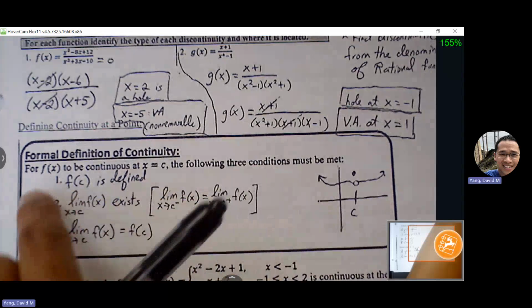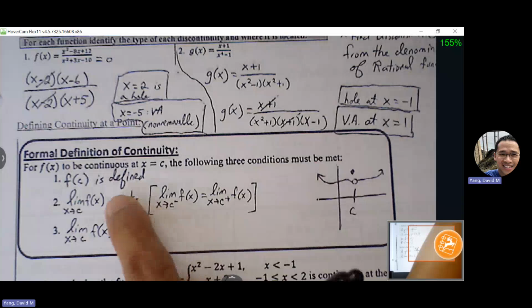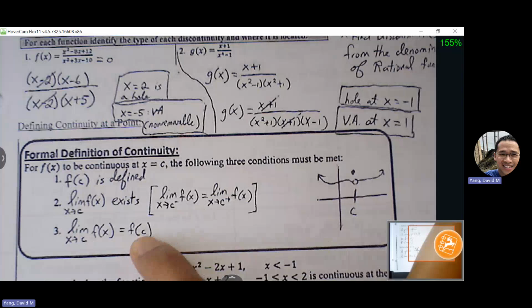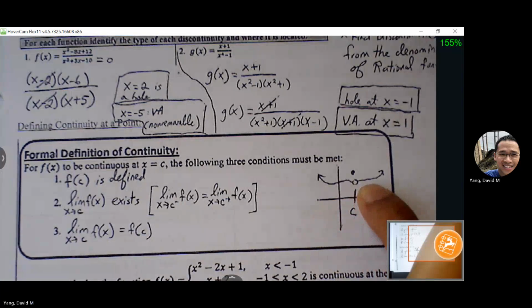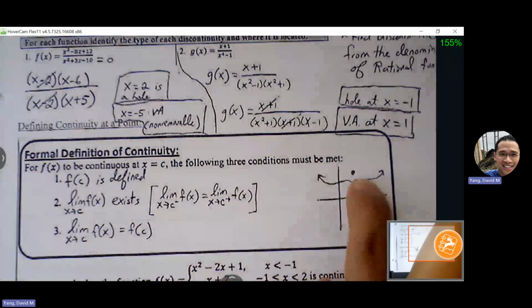Okay, but either way, first condition passes with this graph, second condition passes. Now the third condition is asking, is the approach the same as the ordered pair? For this one, we would say what? No, right? We see that the limit is headed towards some y value, but the ordered pair is living at a different y value. This point is not the same as the limit, so it would fail the third condition.